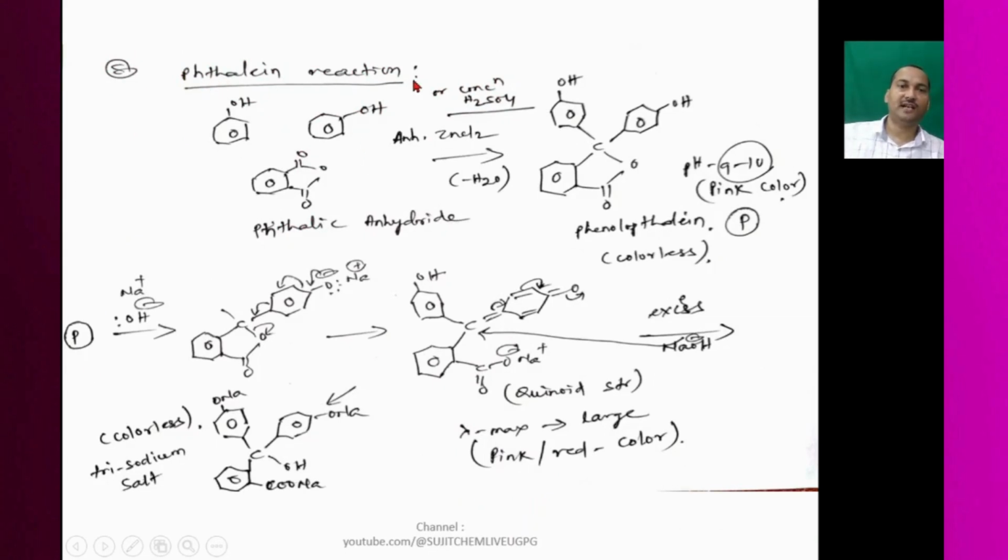So here is the phthalein reaction. Phenol can react with phthalic anhydride, so you can have phenolphthalein. Here it has pH 9.9 to 10, and in basic medium it gives pink color. So by reaction with sodium hydroxide, you can have this quinoid structure which imparts pink red color.